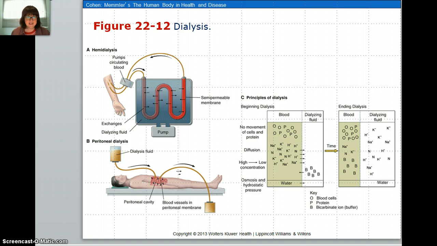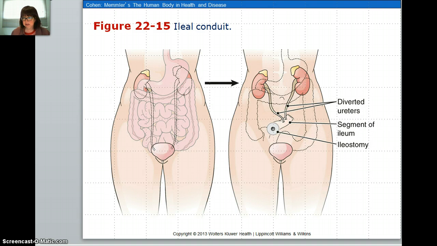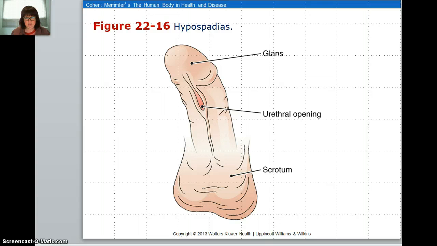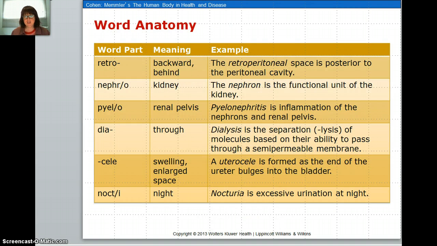Any other disorders, I'm not really going to look at in too much detail. We're not going to look at conduits. When it comes to word anatomy, you have retro, which means behind, like retro dressing. You look like the 80s. Nephro has to do with the nephron, that small functional unit. Pylo has to do with the pelvis. Dia means through. And noct means night. And that's the brief summary.